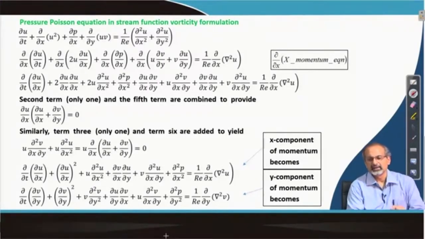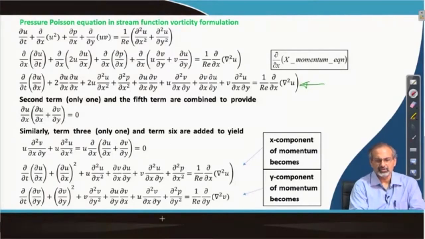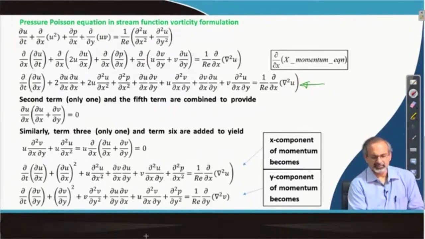We have taken a partial derivative of this x momentum equation with respect to x now. When we were deriving the vorticity transport, it was the other direction along which we were taking the partial derivative. This time, it is the same direction. So, it generates this equation. Now, the moment you take a derivative with respect to x in the x momentum equation, it will generate a second order term in pressure.